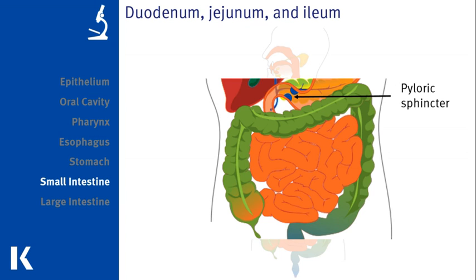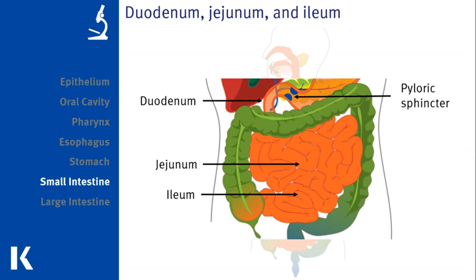The bulk of chemical digestion, as well as most absorption, occurs in the small intestine, which is divided into 3 sections: the duodenum, jejunum, and the ileum. The MCAT expects you to know the order of these 3, so just remember the stock market and the Dow Jones Index, DJI, or duodenum, jejunum, and ileum.